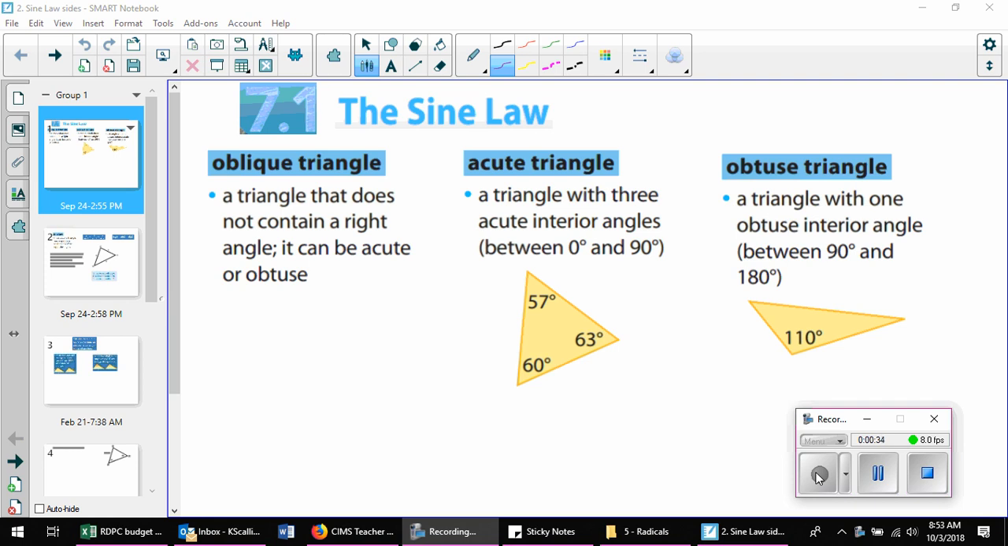What do angles add up to in a triangle? 180 degrees. So you need to know that, so it saves you some time.